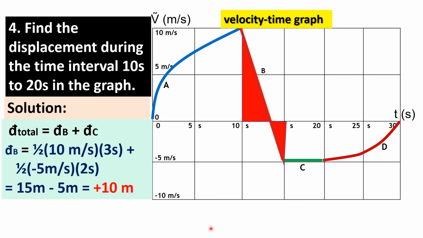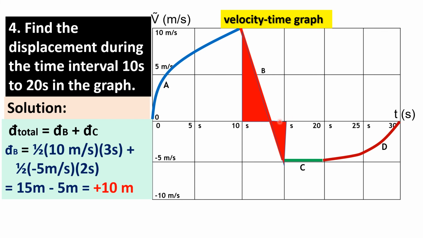let's have a look at the way we determine the area. The area bounded by the graph line B. Here is that graph line B, from 10 meters per second, sloping downward up to this part, corresponding to negative 5 meter per second velocity, or within a time interval 10 seconds to 15 seconds.